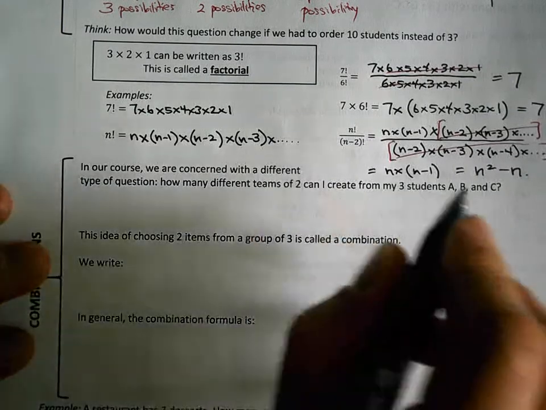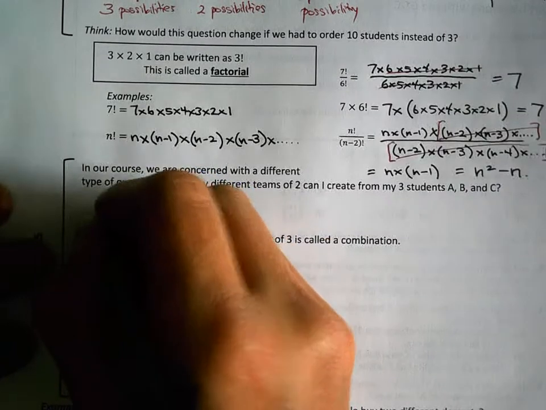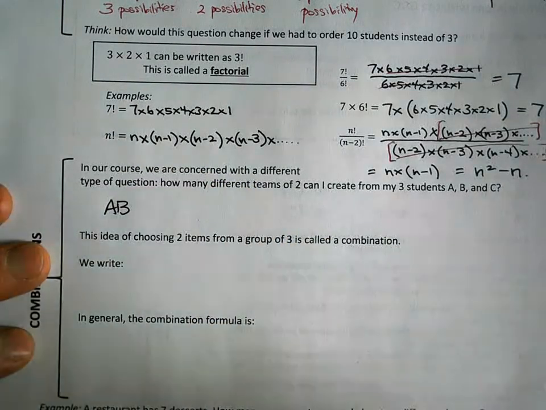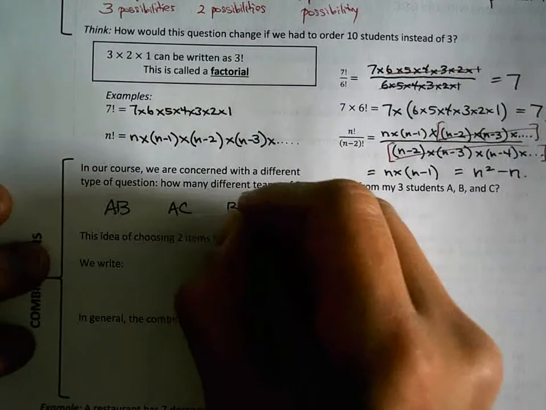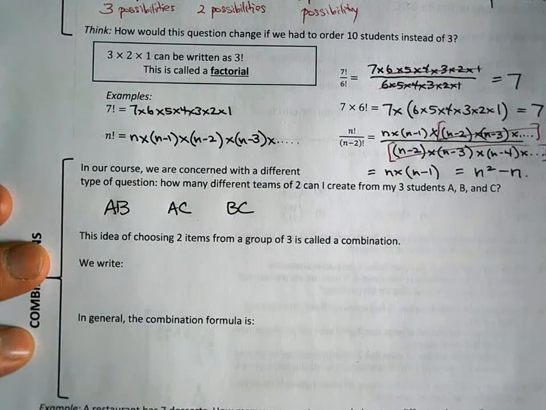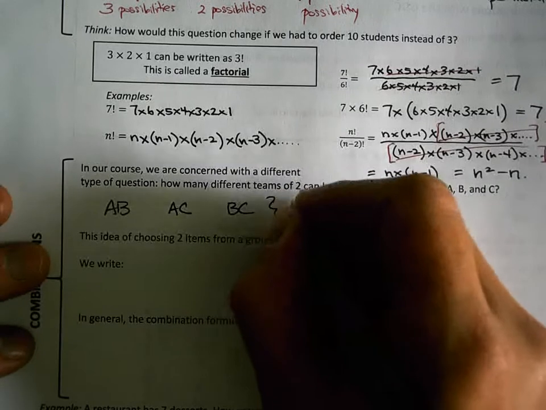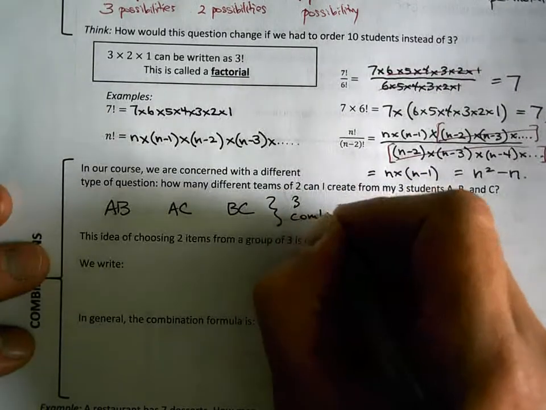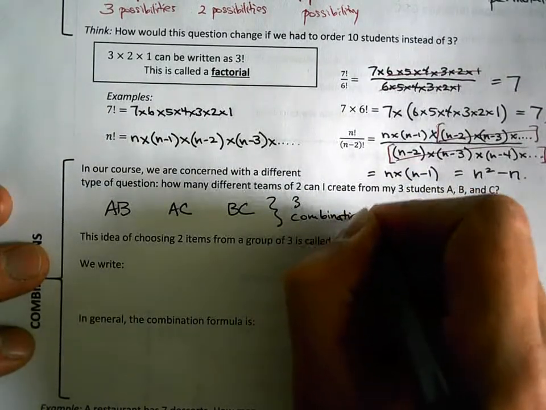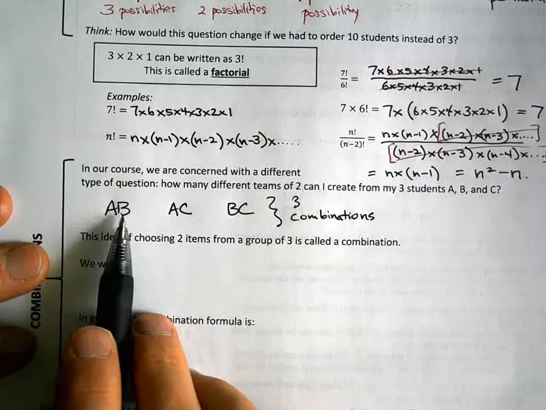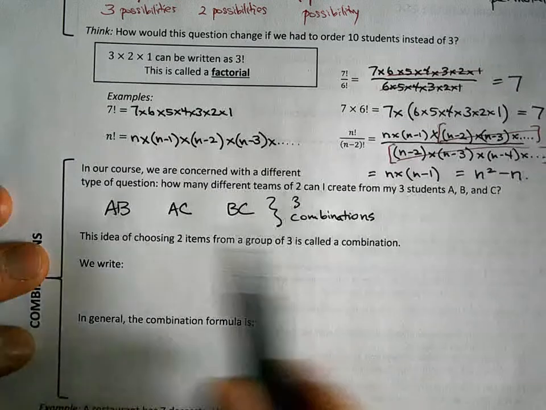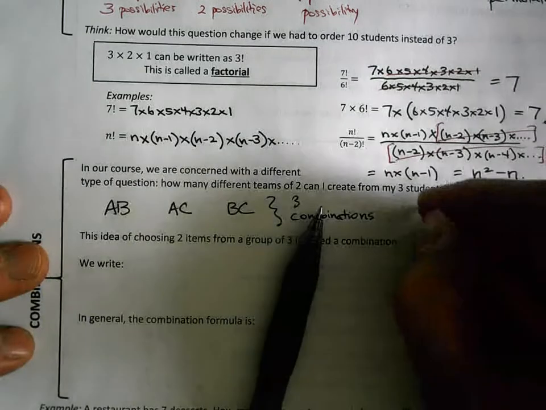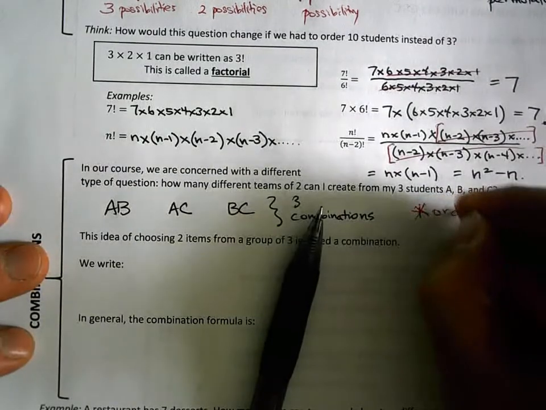Okay, so different teams of 2. So I could have a team AB. I could have A instead partner with C, and I could have B partner with C. And that's it. Those are my 3 combinations. Because look, I could have B partner with A. Oh, but that's the same group as this. So the order doesn't matter here. Unlike the first example, order doesn't matter.